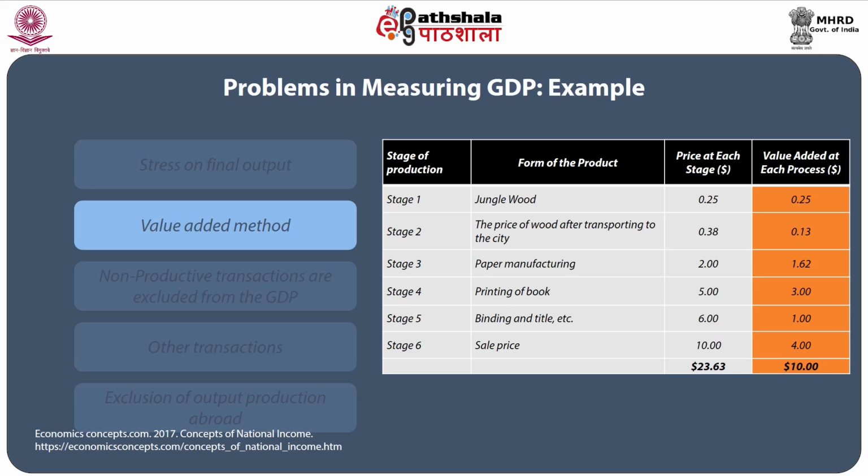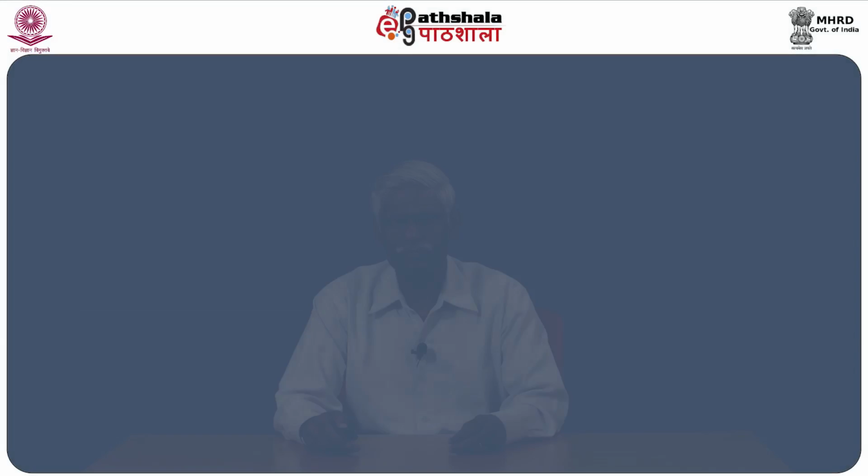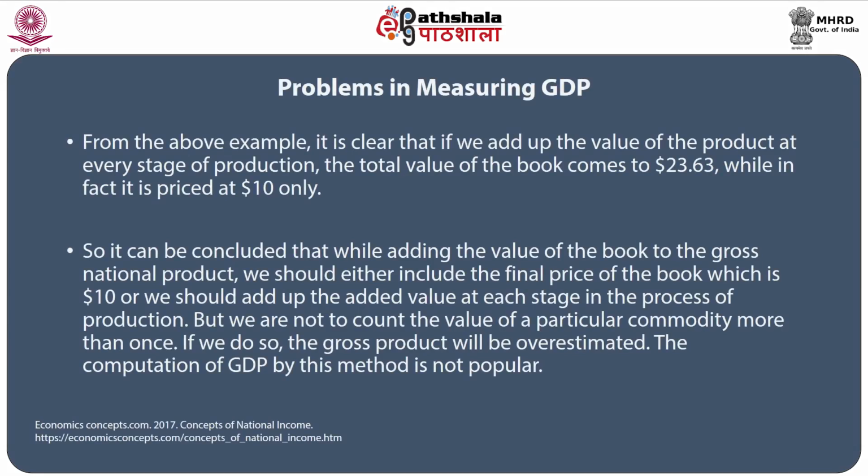So, by taking all the stages and adding the value that is added for each process, it will come down to $10.00. From the above example, it is clear that if we add up the value of the product at every stage of production, the total value of the book comes to US dollars 23.63, while in fact it is priced at US dollars 10 only.